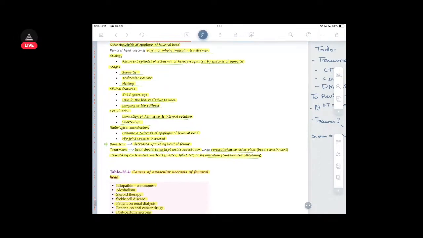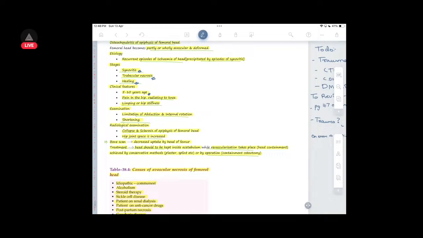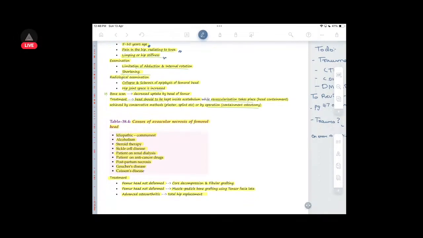So there is fibrosis and sclerosis. Stages: you have synovitis, trabecular necrosis, then the stage of healing. Clinical features: 5 to 10 years of age, pain in the hip with radiation to the knee, and limp or hip stiffness.